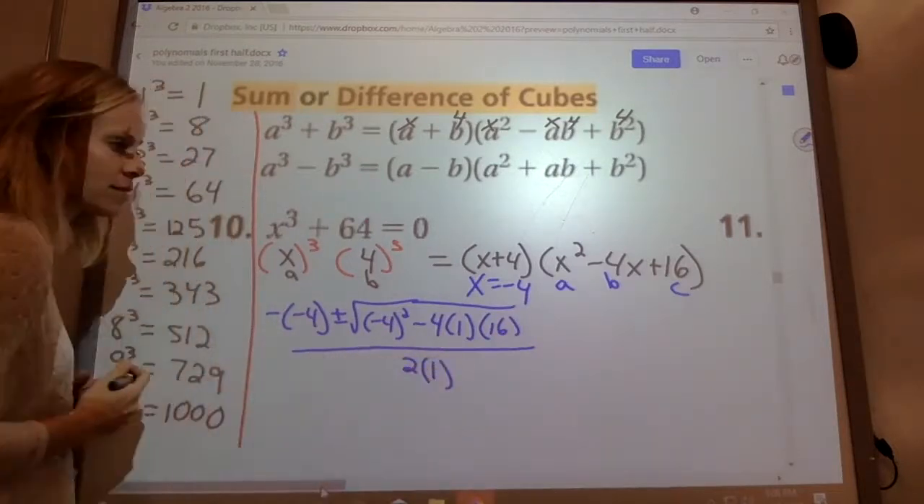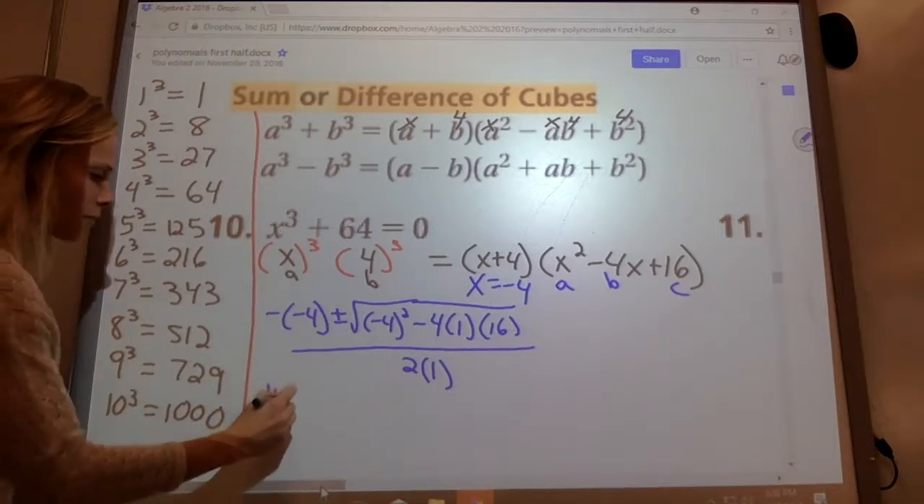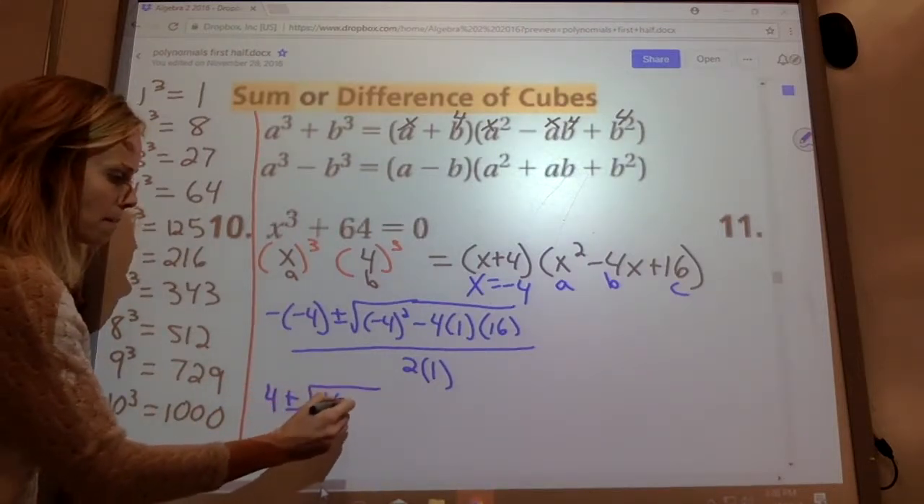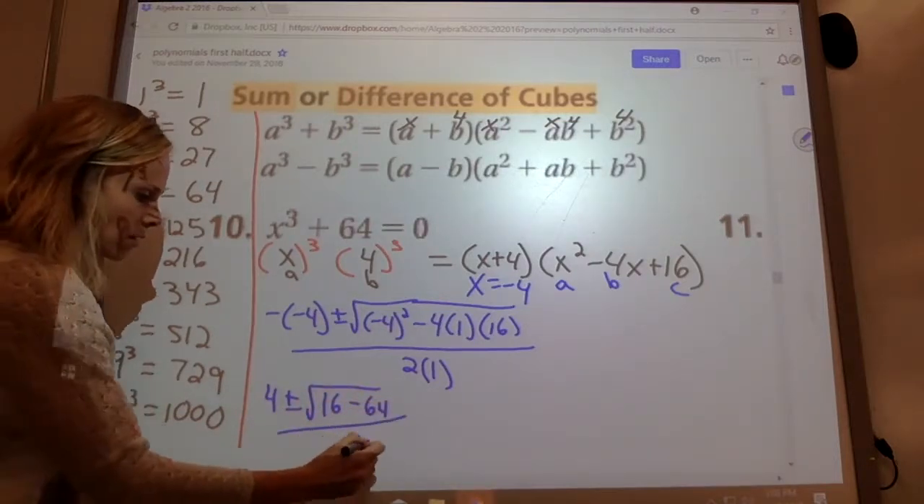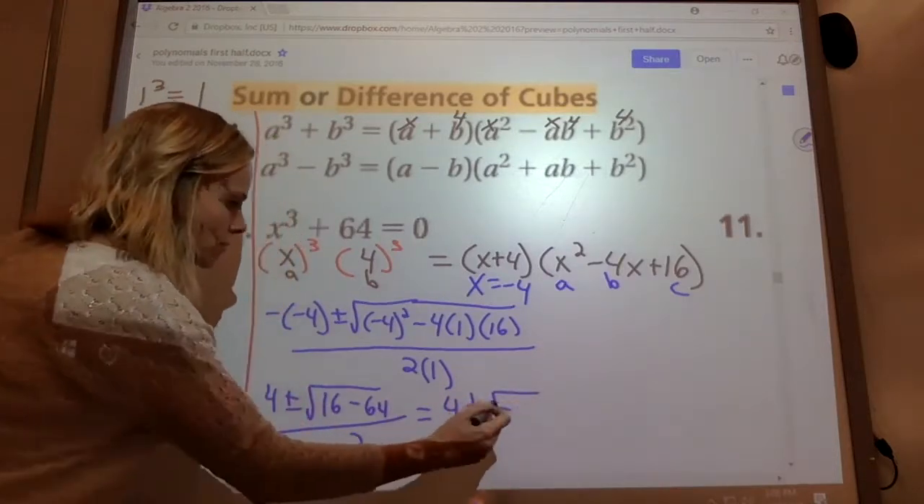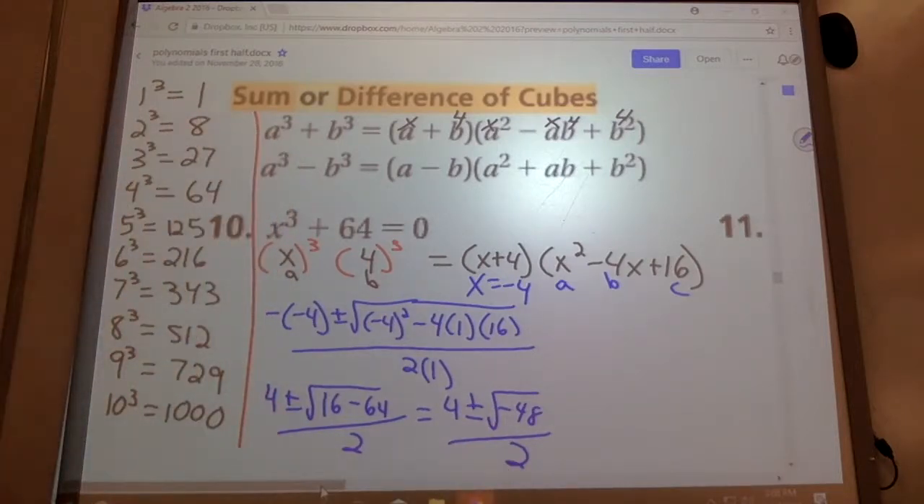Do you actually have to do that? Yep, you're going to have to do quadratic formula. So what's that? 4 plus or minus the square root of 16 minus 64, which is 4 plus or minus the square root of a negative 48 over 2. But I would take points off because that's not reduced.